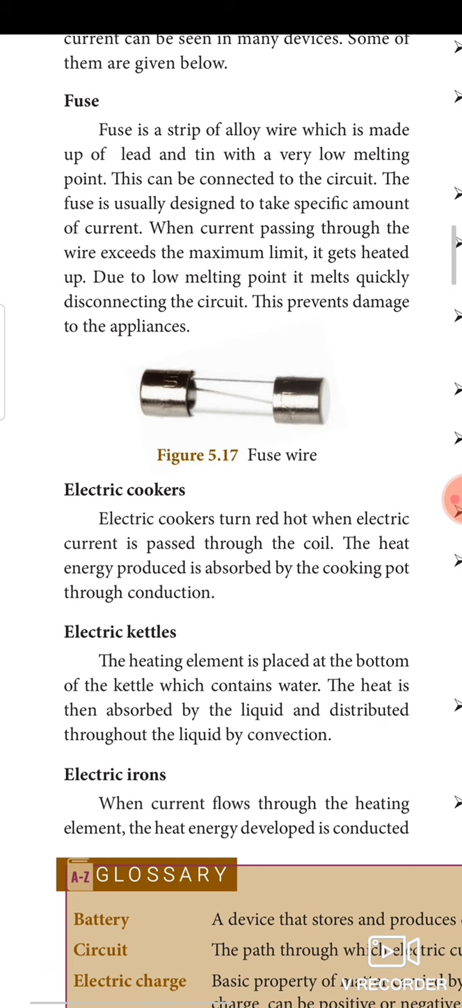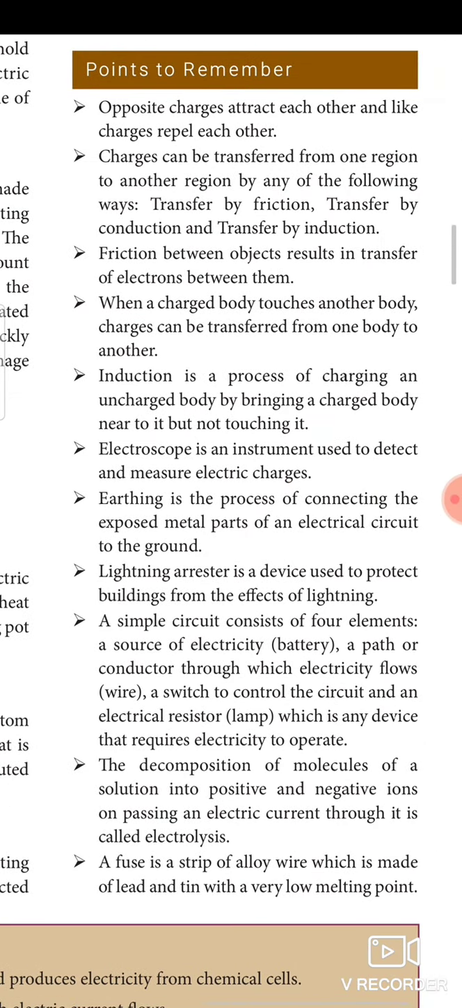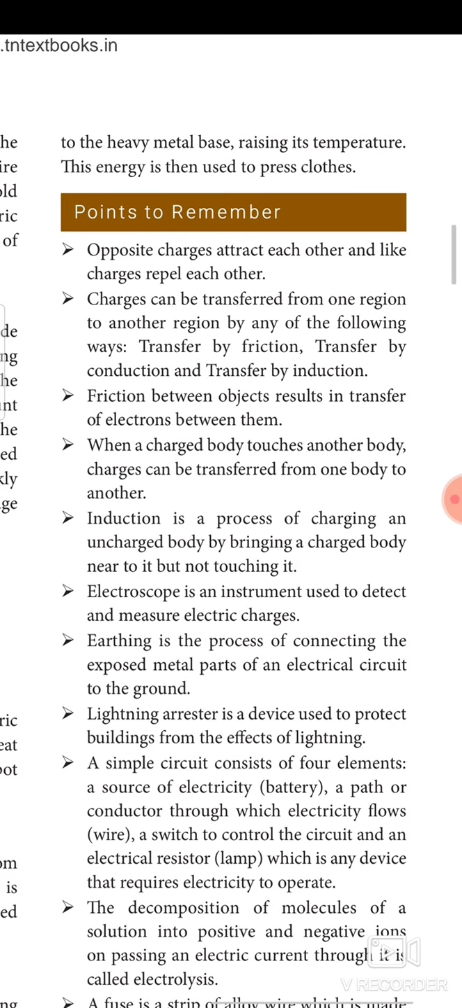Next we need to see the electric cooker. Electric cookers turn red hot when electric current is passed through the coil. The heat energy produced is absorbed by the cooking pot through conduction. Electric kettles: the heating element is placed at the bottom of the kettle which contains water. The heat is then absorbed by the liquid and distributed throughout the liquid by convection. Next, electric irons. When current flows through the heating element, the heat energy developed is conducted to the heavy metal base, raising the temperature. This energy is then used to press clothes.